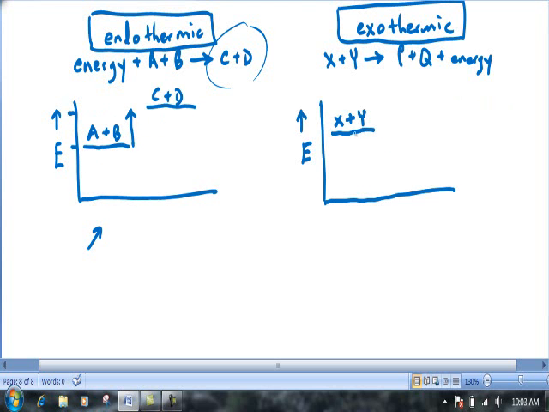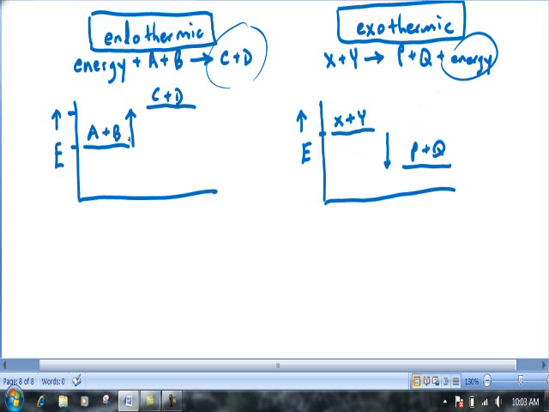On the other hand, in an exothermic process, we'll see that our reactants have a particular energy level. The products will be at a lower state of energy, and the difference in energy as we go from reactant to product would be the quantity of energy that gets released to the surroundings as the chemical reaction takes place.